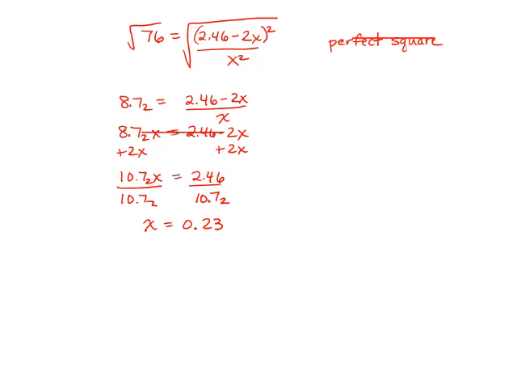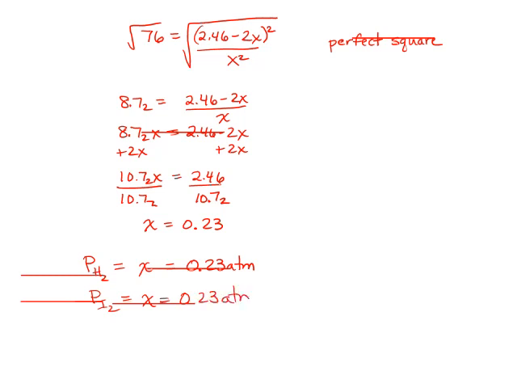What we want to do now is plug this back into our expressions for the equilibrium partial pressures of all of our species. If we recall from the previous slide, the partial pressure of hydrogen at equilibrium was determined to be x, so this is going to be 0.23 atmospheres. The partial pressure of the iodine gas is also x, so also 0.23 atmospheres. The partial pressure of the hydrogen iodide gas, on the other hand, was 2.46 minus 2x, or 2.46 minus 2 times 0.23, and when we do the math on that, we get 2.00 atmospheres.